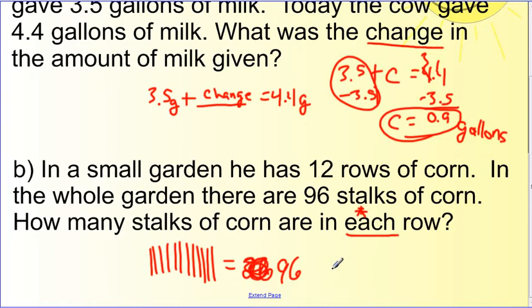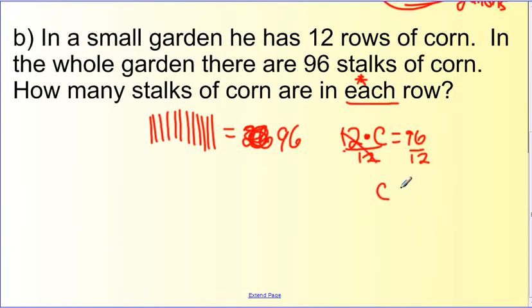So we can say, well, 12 times something. There's some number of stalks in each row, so maybe we'll call it an S, or C for corn. I like that. Equals 96. And we want to know how much corn is in each row. Well, the opposite of times by 12 is to divide by 12. Divide by 12. Cancel. C equals 96 divided by 12, which is 8 stalks of corn.